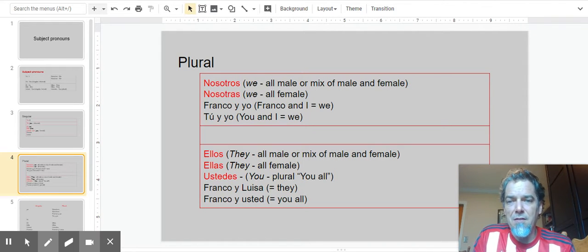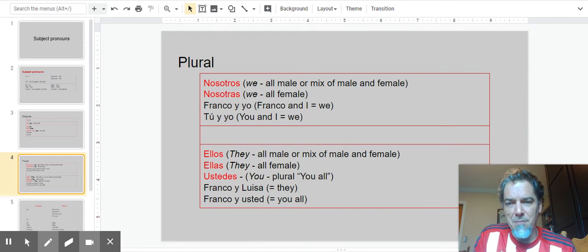But then you can also say Franco y yo, Franco and I. That's the same thing as we, even though we don't use the word nosotros there. With Franco y yo, we're going to end up using the same verb form because it's basically talking about the same idea, we. Some people get confused with tú y yo, you and I. Put those together. What does you and I mean? What's one word to say that? You and I, we. So it would fall into the nosotros and nosotras category.